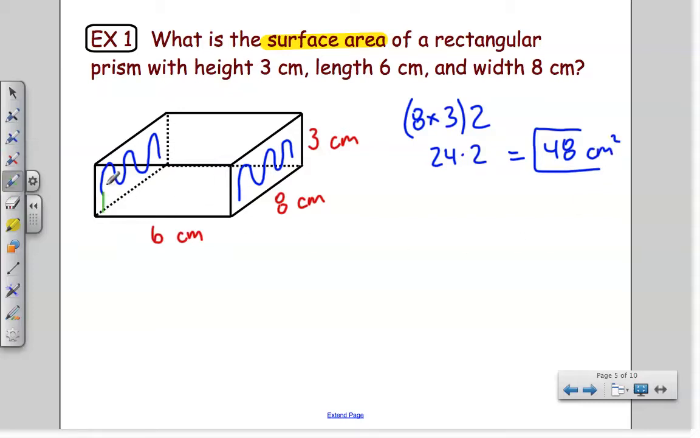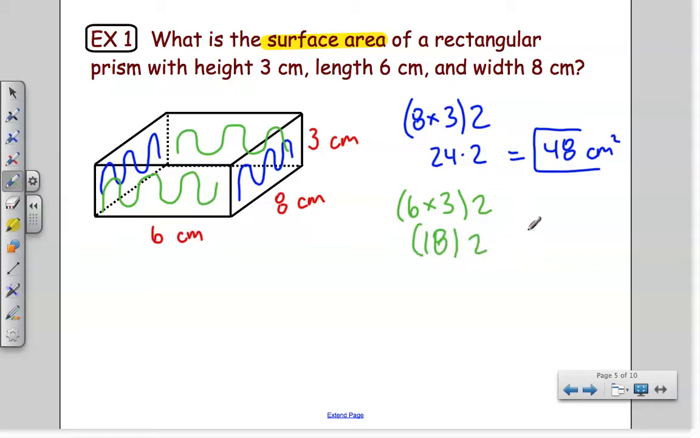What about this face in front here, which would also be the same as the face in the back? The areas would be the same here. The dimensions of those rectangles are 6 by a height of 3. Right? 6 by a height of 3. So 6 times 3, and there are 2 of those. So that's really 18 times 2. Looking at 36 centimeters squared.